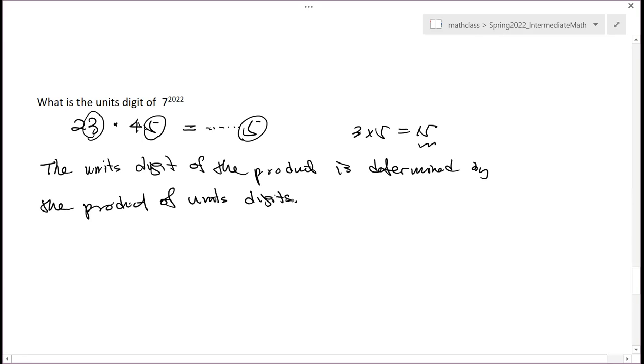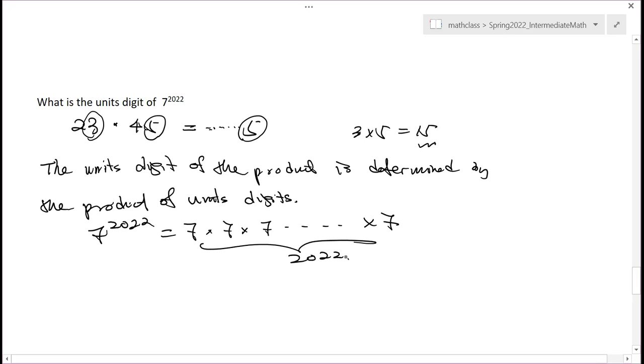But the problem is that 7 to the power 2022 is just too many numbers. So we still cannot find the product of all the 7s, right? 7 to the 2022 is 7 times 7 times 7, and so on, so many.